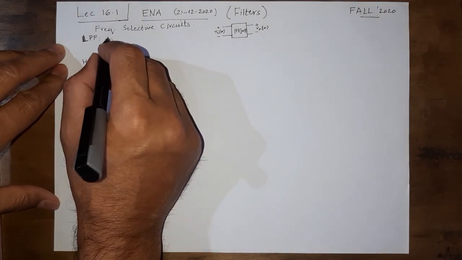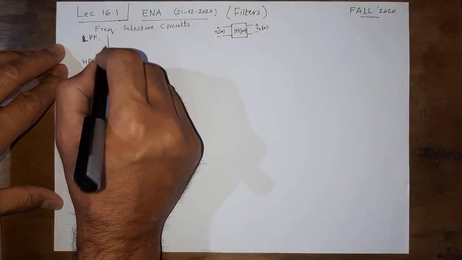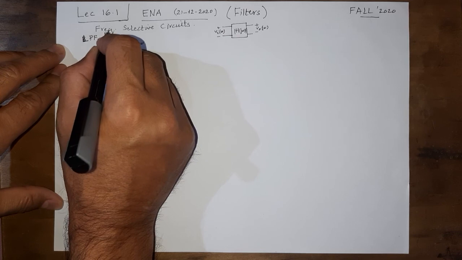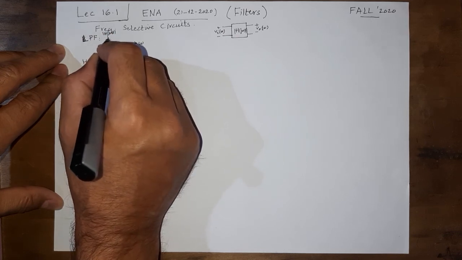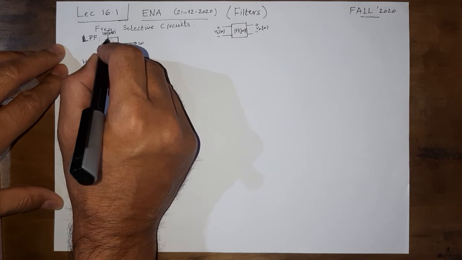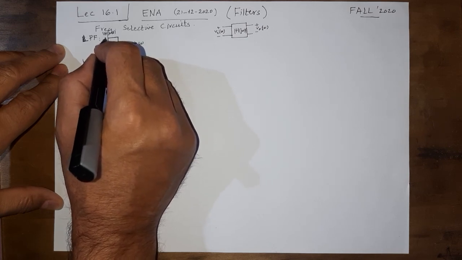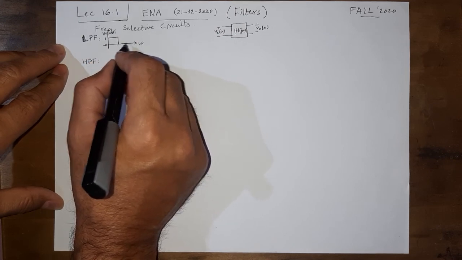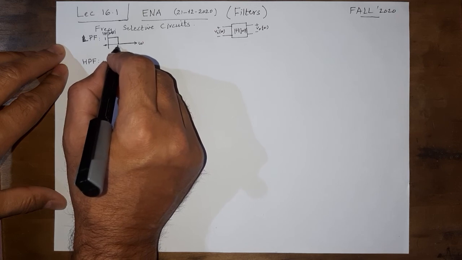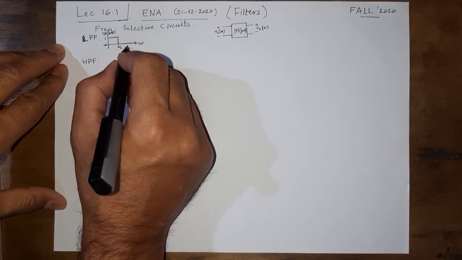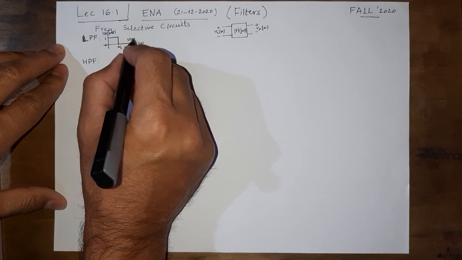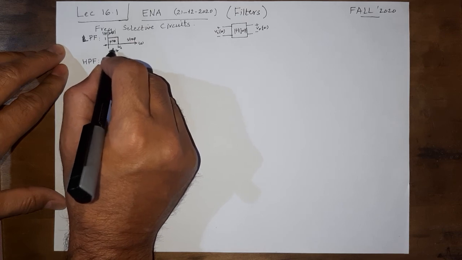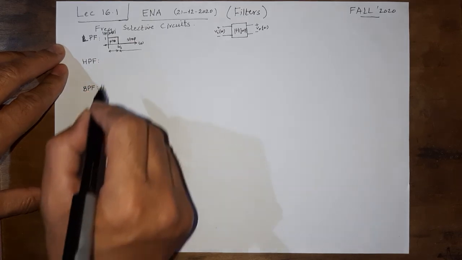So if we look at the ideal characteristics, then a low pass filter can be represented by a transfer function, a magnitude response, that is something like this. So the output is high when the input is of a lower frequency, and it is low when the frequency is higher. Basically, this is the cutoff frequency, this is the stop band, and this is the pass band. This band is the pass band, this band up to infinity is the stop band.